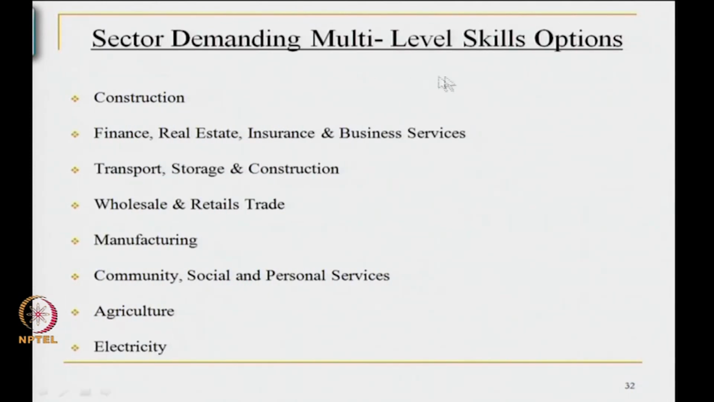The sector demanding multi-level skill options are the following. Please read it very carefully. These are sector demanding multi-level skills operation, but this list is neither exhaustive nor exclusive.